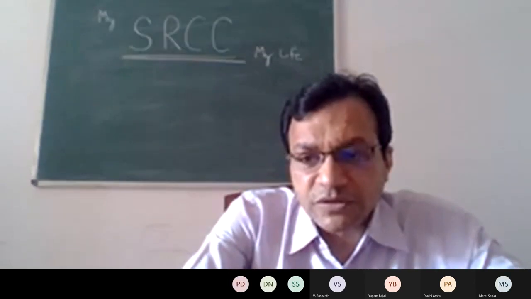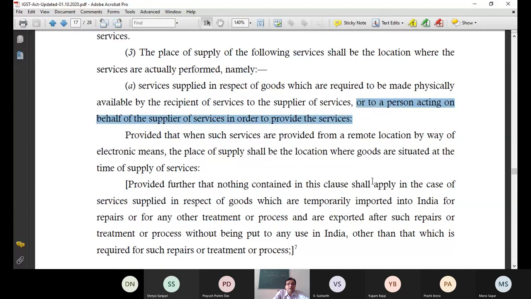But there is an exception, or not one exception, there are two exceptions. This is my first exception provided, and when another paragraph is read, it says provided further. So there are two exceptions where the place of supply will not be the place where services are performed. Now what is my first exception?